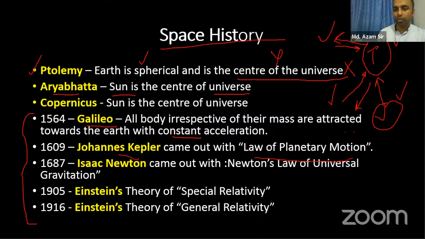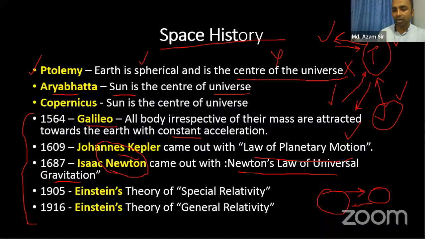So in today's class, we are going to understand what is this law of the planetary motion. Isaac Newton, everyone has heard about this Newton. He had also come up with Newton's law of universal gravitation. He meant to say that two objects are always in the state of attracting each other.